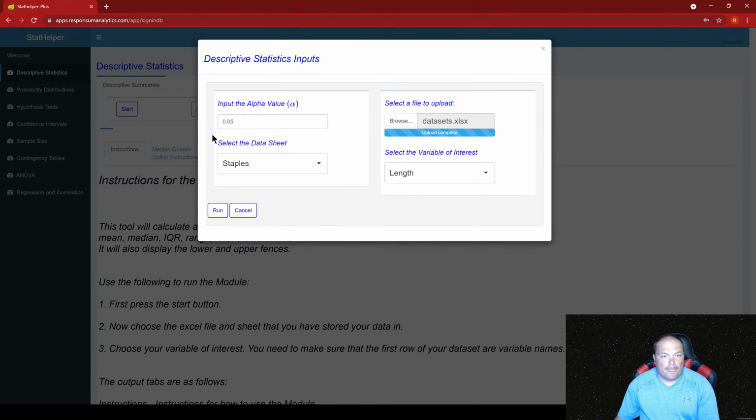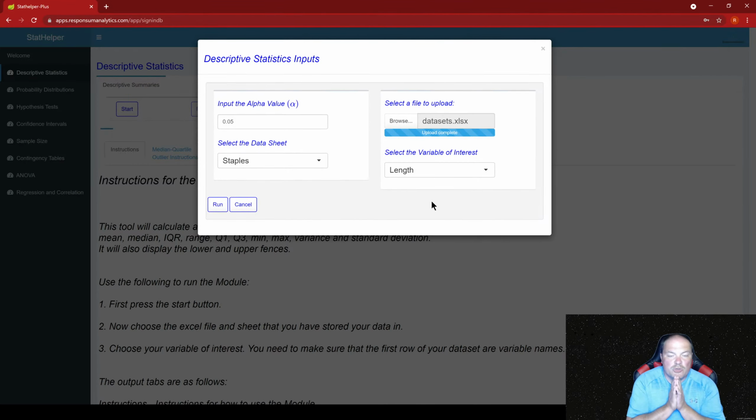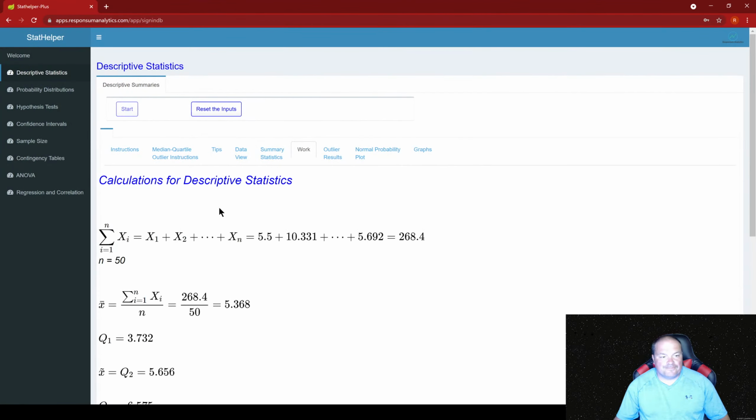Now here you're going to select which sheet it's on. My sheet is called Staples, so I'm going to select Staples. Here you're going to tell it which variable. When you create these files, you have to give it a label. It has to have a label in the first cell. So I've got length for Staples. On the Staples sheet, I'm using alpha equal to 0.05. Now I can click Run.